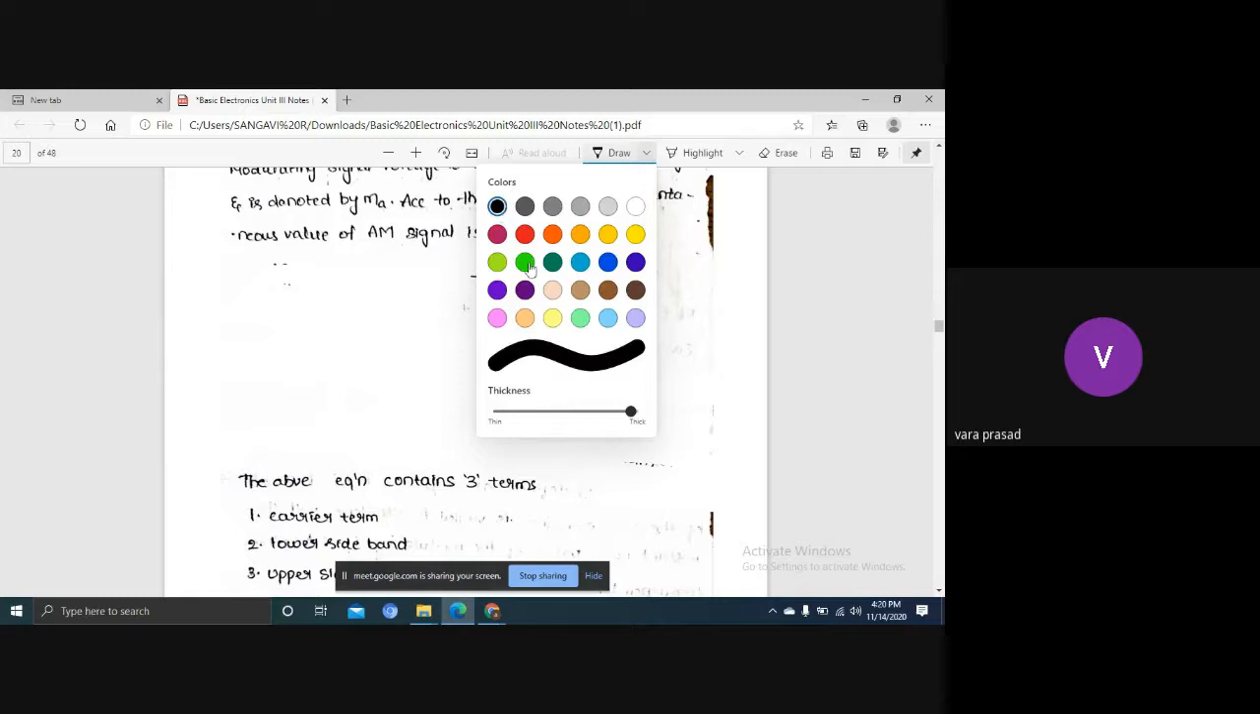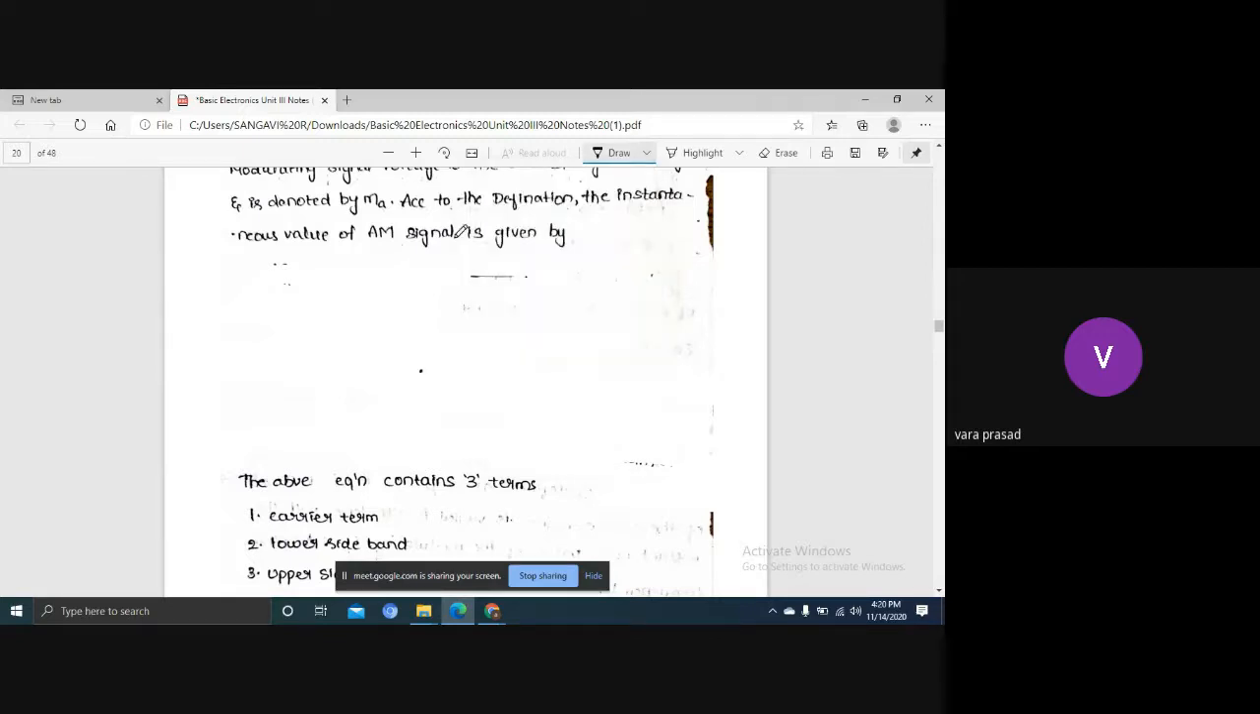I'm expecting this question compulsory. After substituting that, therefore y of t is equal to Vc into 1 plus Ma sine omega m t, into sine omega c t. Then you can multiply this one inside, Vc can go inside.